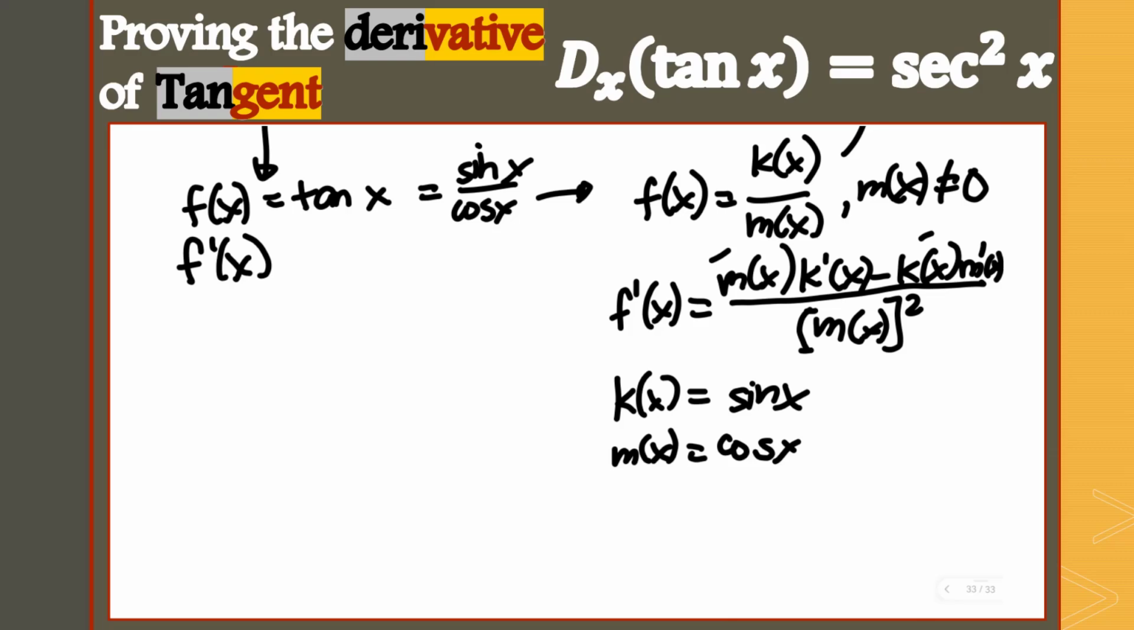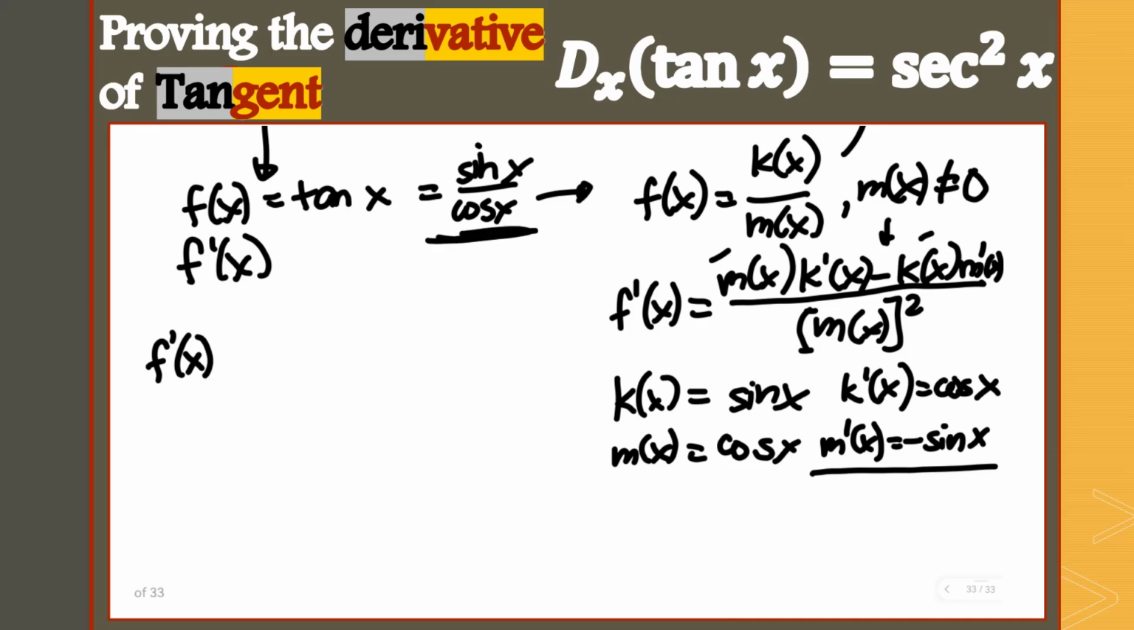Now, what is the derivative of sine x? We have proven this. The answer here is cosine x. How about cosine x? There's also a rule for that, stating that this should be negative sine x. By the way, make sure that you will not be interchanging a negative sign, and of course this cannot be interchanged because the operation is subtraction.